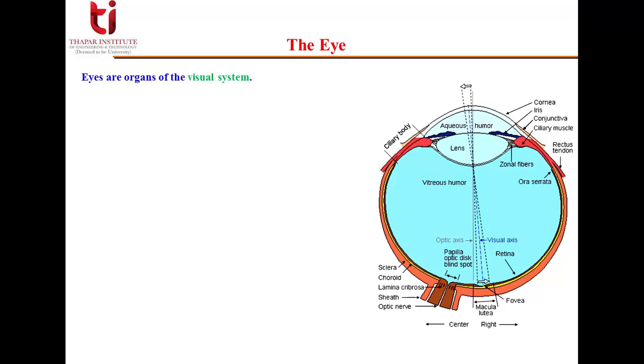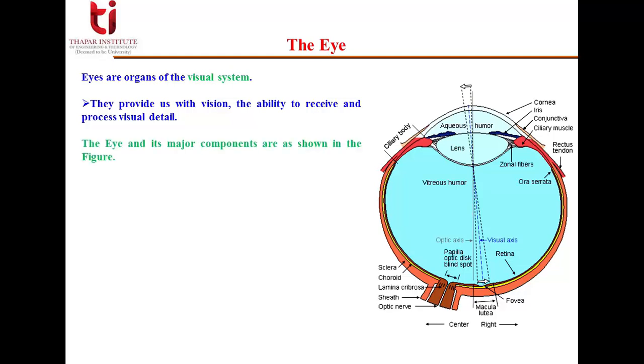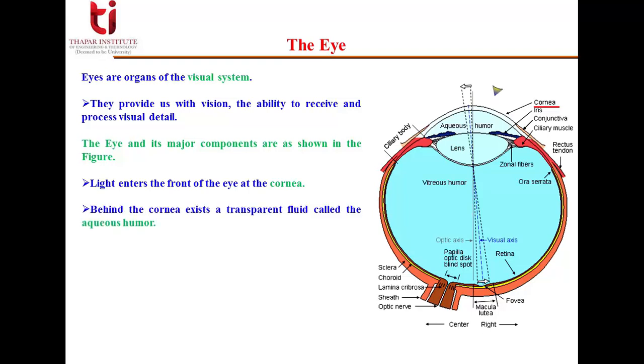Eyes are organs of the visual system. They provide us with vision, the ability to receive and process visual detail. The eye and its major components are as shown in the figure. Light enters the front of the eye at the cornea. Behind the cornea exists a transparent fluid called the aqueous humor.